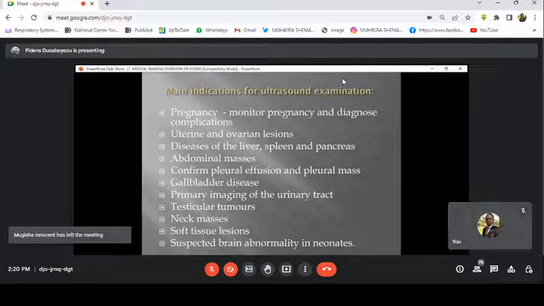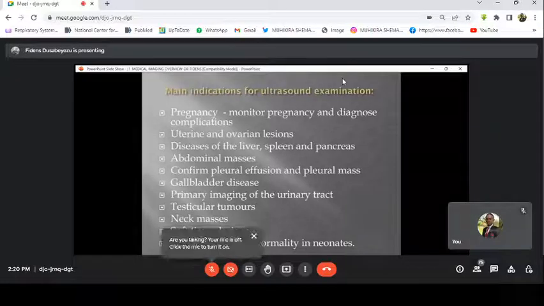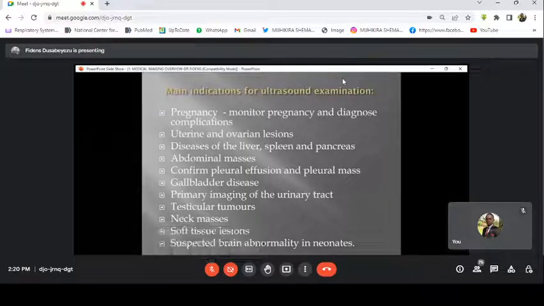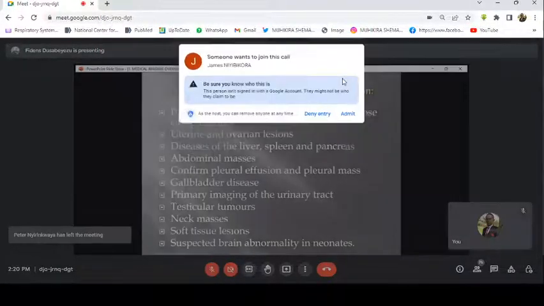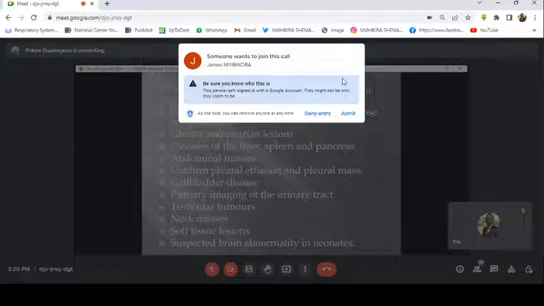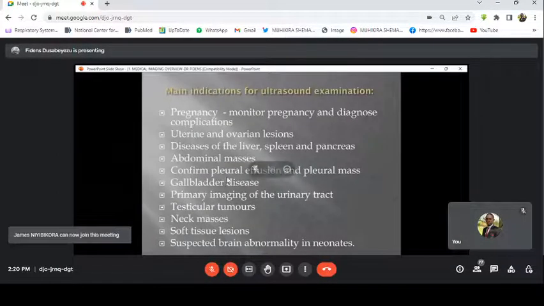And if there is any suspicion of brain abnormalities, especially in neonates, because there is a window where sound can pass, you can use ultrasound. By the way, we do transfrontal ultrasound to see any abnormality in the brain. All right, so those are different indications of ultrasound.